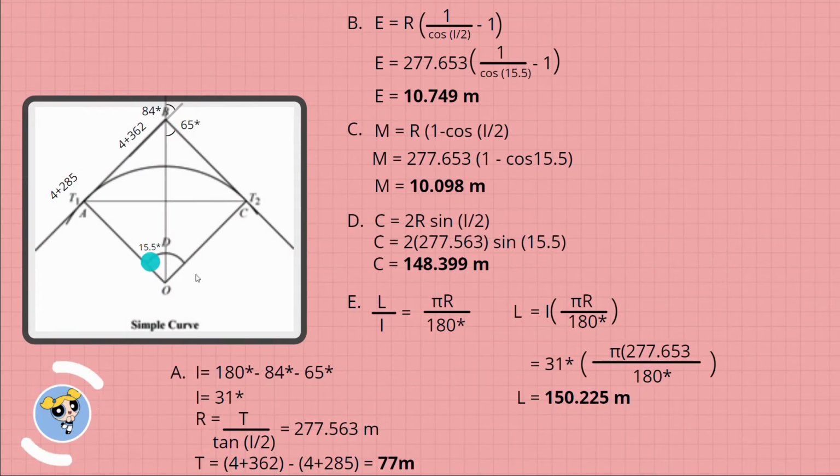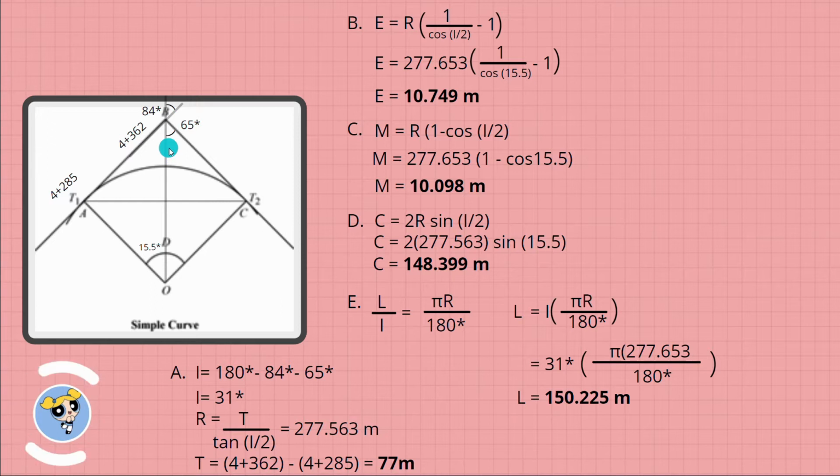So creating the figure of the simple curve, we have 84 degrees northeast at point A and 65 degrees southeast at point B. For the point of curvature, we have a station of 4 plus 285, and the stationing of the vertex or the point of intersection is 4 plus 362. Now that the given values are in place, we may proceed in determining the radius of the curve. As I mentioned earlier, point A has 84 degrees northeast, so the same angle goes on this part.